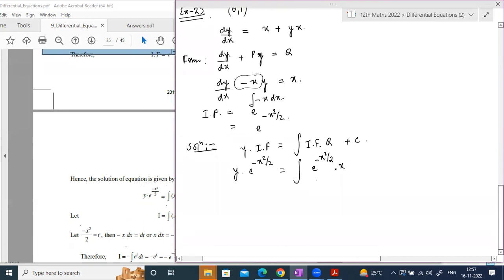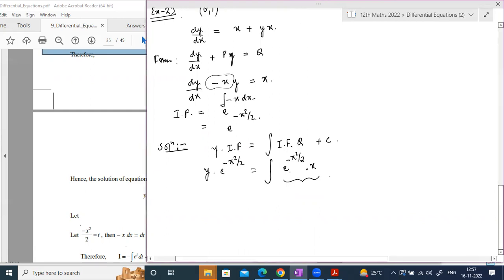Now this integral is integrable. The previous one was not. Why do you think so? Because if we substitute x square by 2 equal to t, then x dx becomes dt.